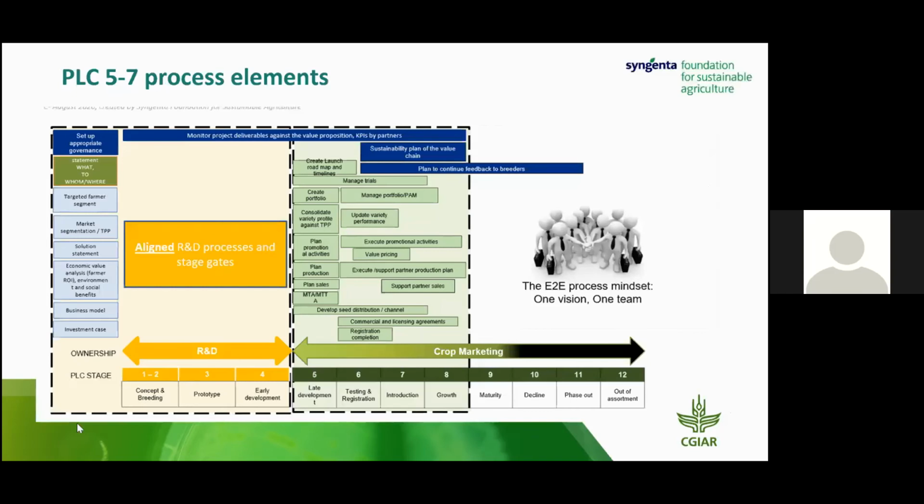So again, zooming in on that a little bit in more detail, if you look at those stages, PLC 5 to 8 in the green there, you can see sitting under that, to actually execute this, we need to develop plans. We need to check our varieties. We need to do much more on-farm testing with farmers. That needs planning. We need to produce seed for those processes, quality seed, even for the trials.